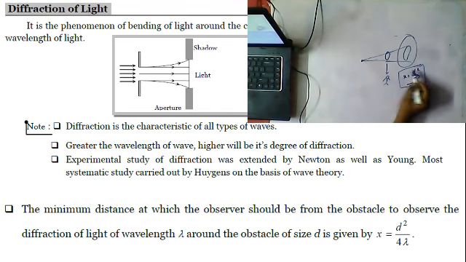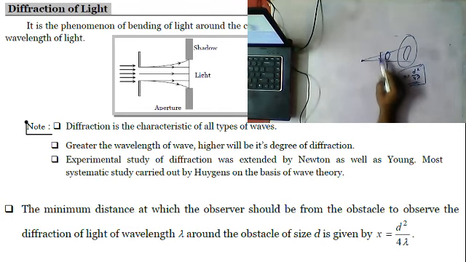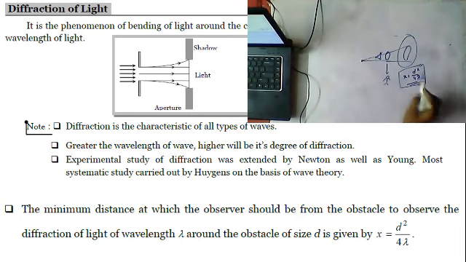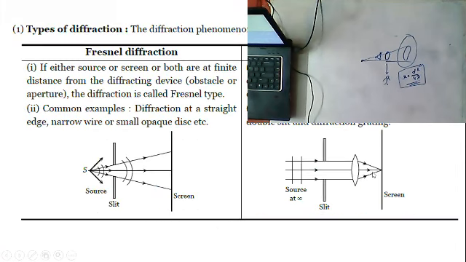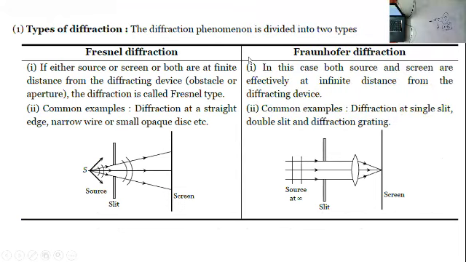Here d is the size of the obstacle, and lambda you already know, the wavelength. So the distance from the obstacle to observe diffraction is how much, guys? d square by 4 lambda. Now coming to the next point. I already said the total diffraction is classified into how many types? Two types. One is Fresnel and one is Fraunhofer.